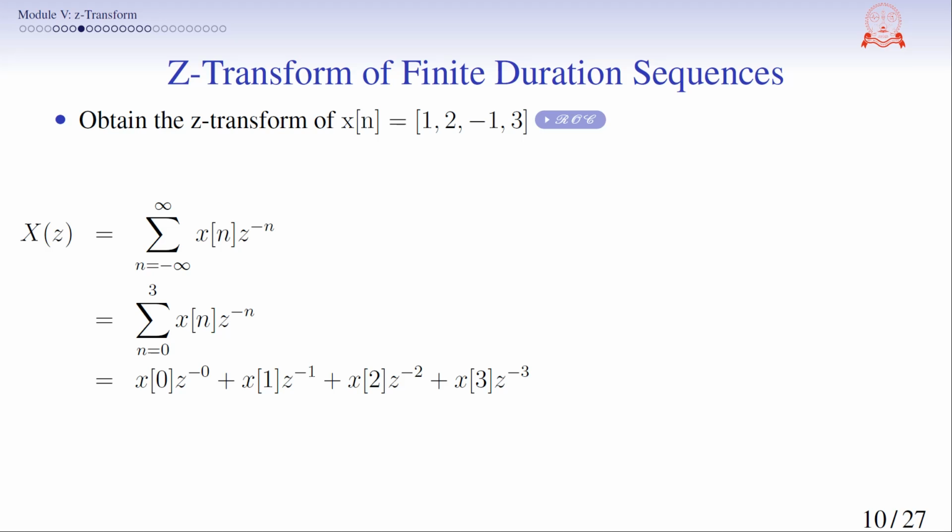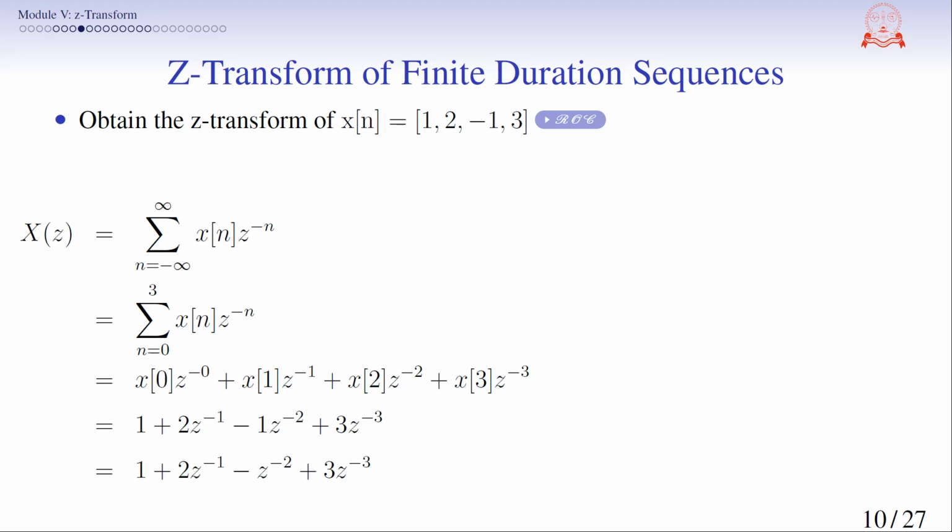So X(z) is x(0) z raised to minus 0 plus x(1) z raised to minus 1 plus x(2) z raised to minus 2 plus x(3) z raised to minus 3. Substituting the values of x(0), x(1), x(2) and x(3), we get X(z) as 1 plus 2 z raised to minus 1 minus 2 z raised to minus 2 plus 3 z raised to minus 3.